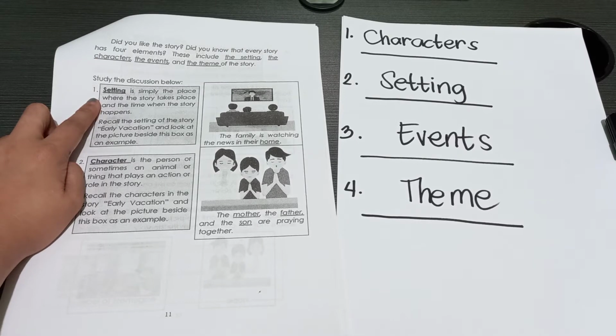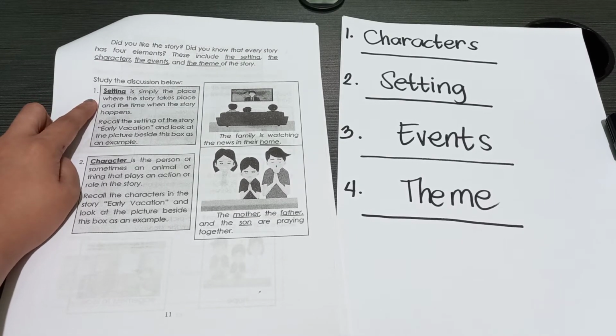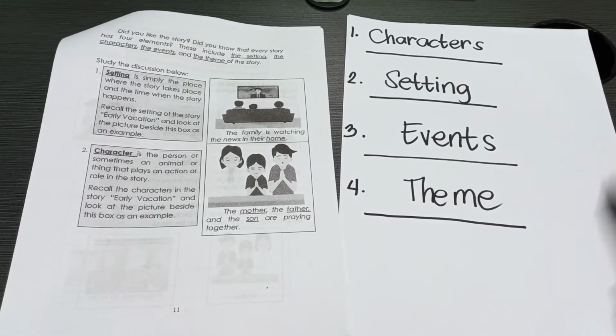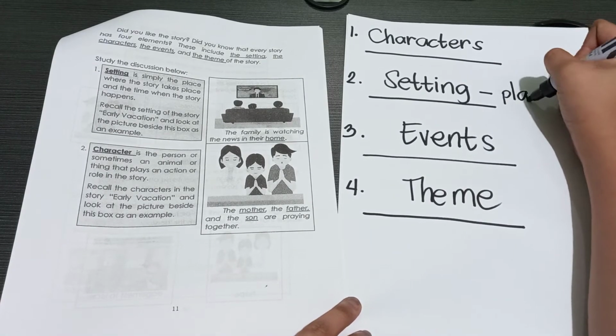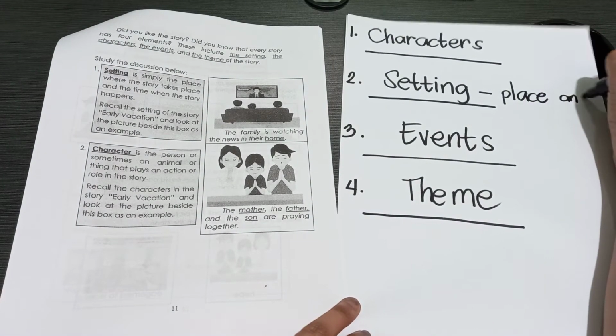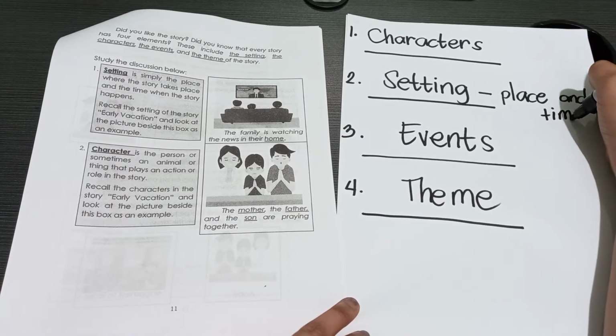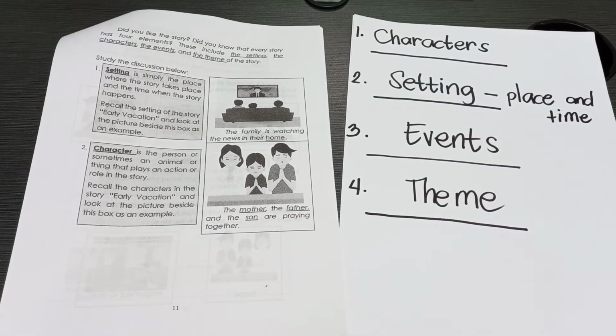First, the setting. Setting is simply the place where the story takes place and the time when the story happens. So, this refers to the place and time. Setting refers to the place and time where the story happens. So just like in the story, recall the setting of the story, Early Vacation, and look at the picture beside this box as an example.